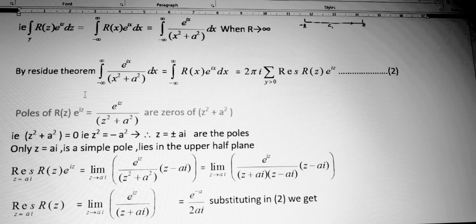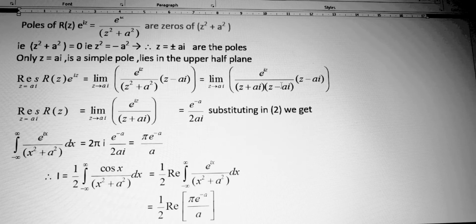Now by the residue theorem, the integral from minus infinity to infinity of e raised to ix by x square plus a square dx, which is the integral of R of x into e raised to ix, is equal to the integral over gamma of R of z into e raised to iz, which is equal to 2 pi i into the sum of residues of R of z into e raised to iz in the upper half plane, y greater than 0.